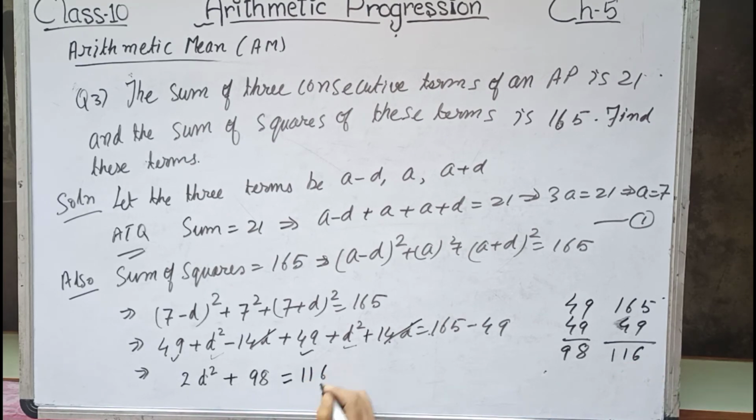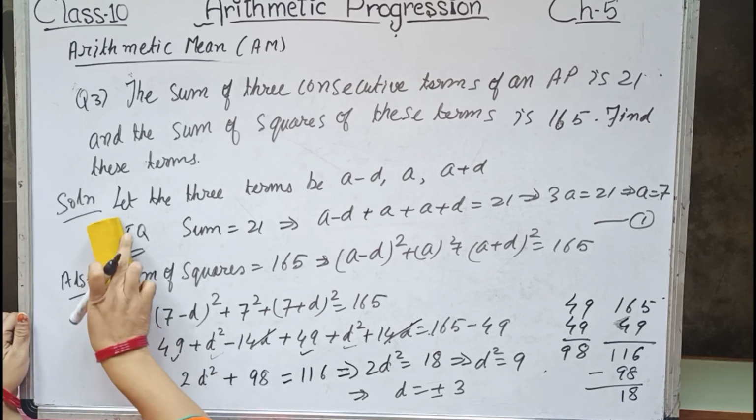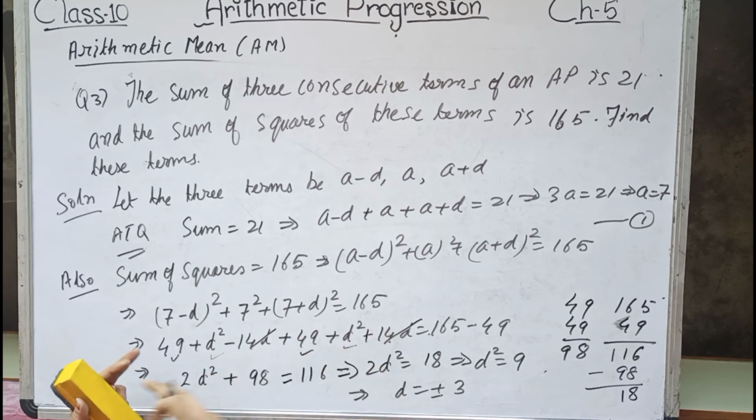Now 116 minus 98 will give how much? That is 18. So we are getting 2d square equals 18, implies d square equals 9, implies d equals plus minus 3. What is the question? Find these terms. So we have to find a minus d, a and a plus d. So I think now you understand the concept here.